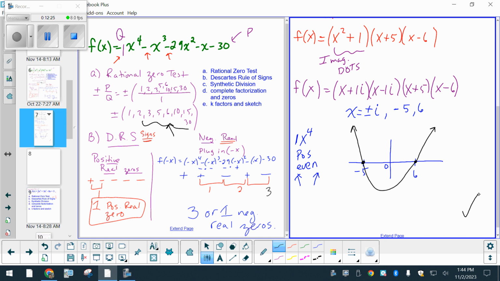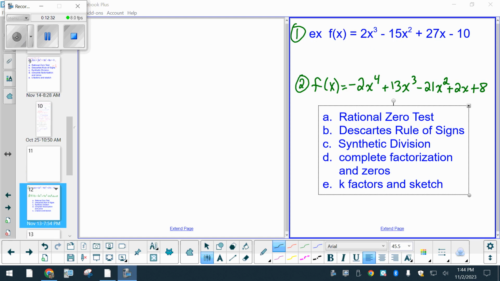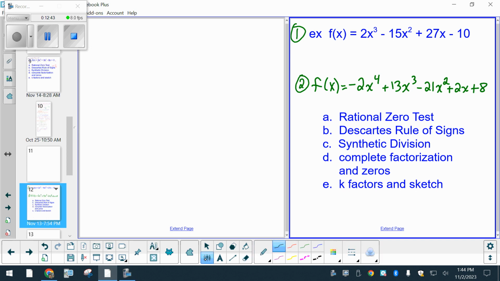If you need to, pause the video, look at the work. What you're going to do now is a couple on your own. You're going to take these 2 examples over here, and you're going to do all these parts, to numbers 1 and 2.